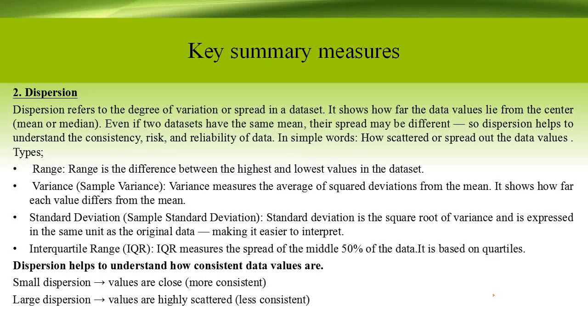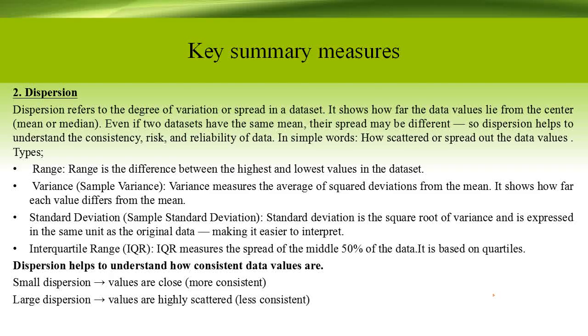Range. Range is the difference between the highest and lowest values in the dataset. Variance, sample variance. Variance measures the average of squared deviations from the mean. It shows how far each value differs from the mean. Standard deviation, sample standard deviation. Standard deviation is the square root of variance and is expressed in the same unit as the original data, making it easier to interpret.